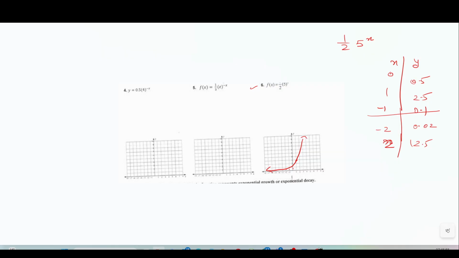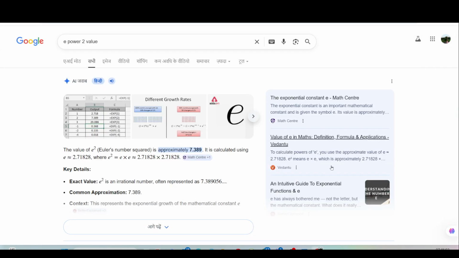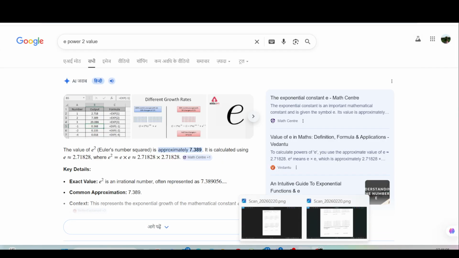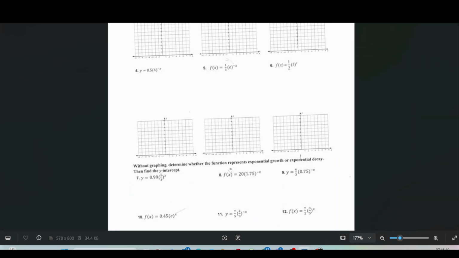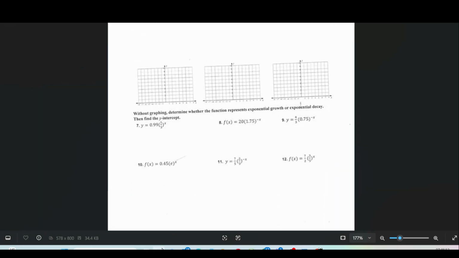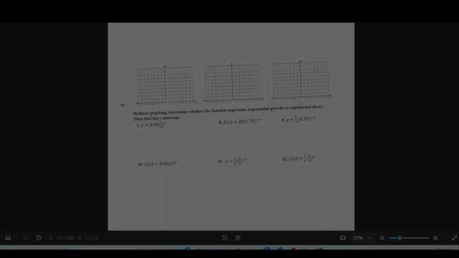Done? Yeah, and it'd be growth. Yes. 5 to the power x, yeah. Okay, next question. Let me do. So now graphing is done. Number 7. Let me take a snapshot.